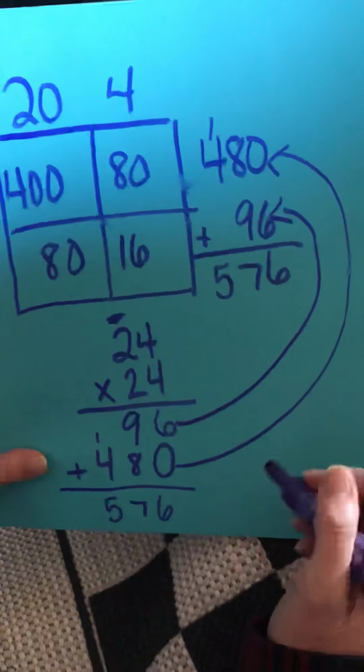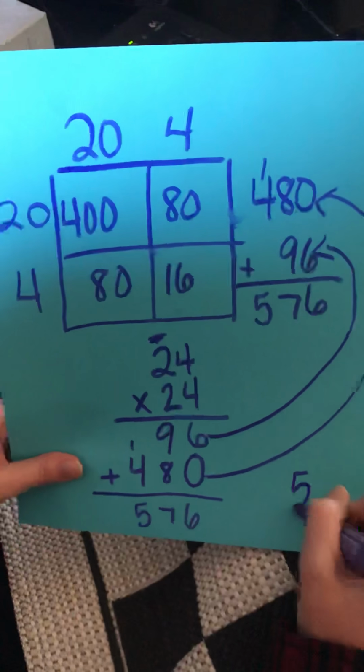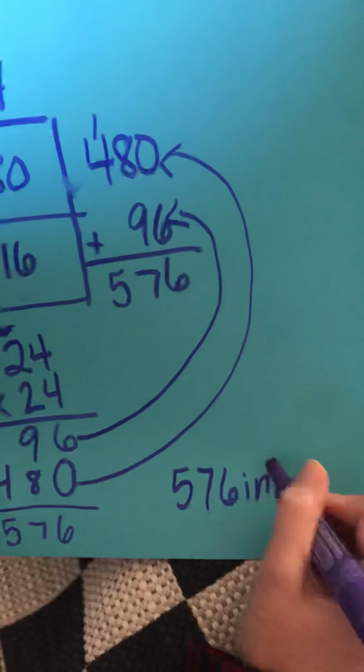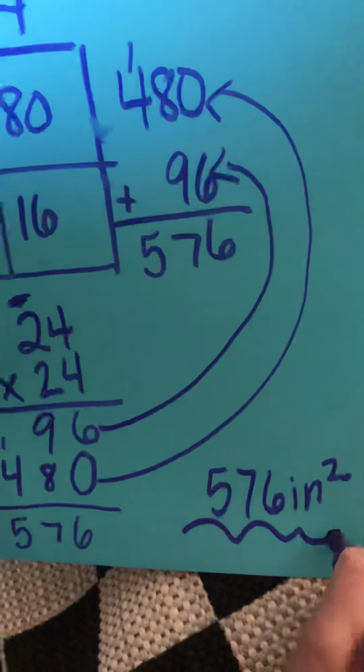And so because we were finding the area of the rug, I do want to go ahead and put my units. So this is square inches. So it was 576 square inches.